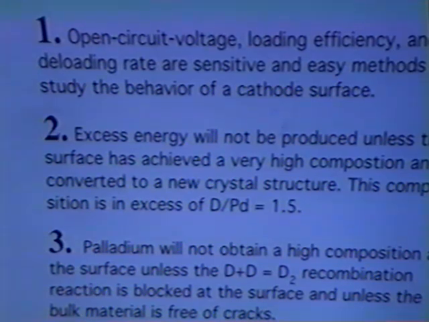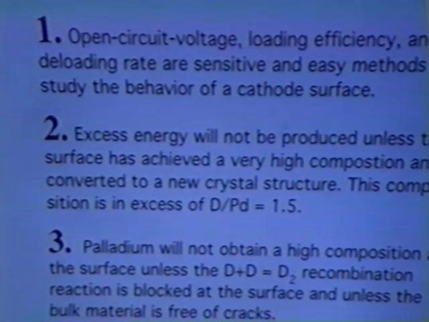Excess energy will not be produced unless the surface has achieved a very high composition and converted to a new crystal structure. And both of those things have to happen. You can get a high composition, but unless it is converted to that new structure, you're not going to get excess energy. And that's the reason why people have achieved high compositions and still have not seen excess energy. You have a 2-step process. And that second step is dependent upon a lot of variables, including impurities that are present in the surface in addition to the high composition.